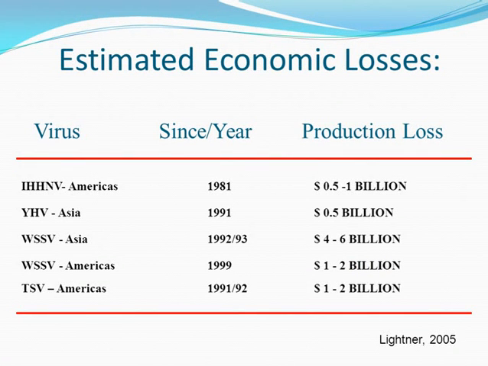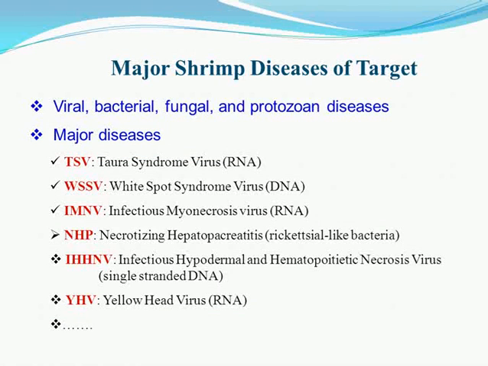It has been estimated that the economic losses due to shrimp disease outbreaks have easily surpassed $10 billion. Major viral pathogens include white spot syndrome virus, yellowhead virus, Taura syndrome virus, infectious hypodermal and hematopoietic necrosis virus, and infectious myonecrosis virus.